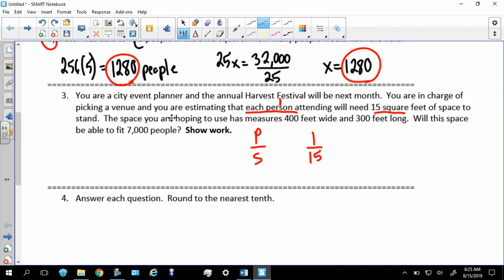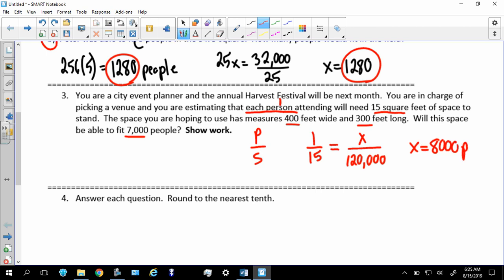Now, the space you are hoping has a measure of 400 by 300. All right, so you already know that it's going to be on the bottom, whatever 400 by 300 is, so 120,000, okay? Now, the question is, what the heck do you do with the 7,000? And the answer is nothing. You do nothing with it. You leave it off to the side. This will be x. Cross multiply, and so when you solve, you get x is equal to 8,000 people.